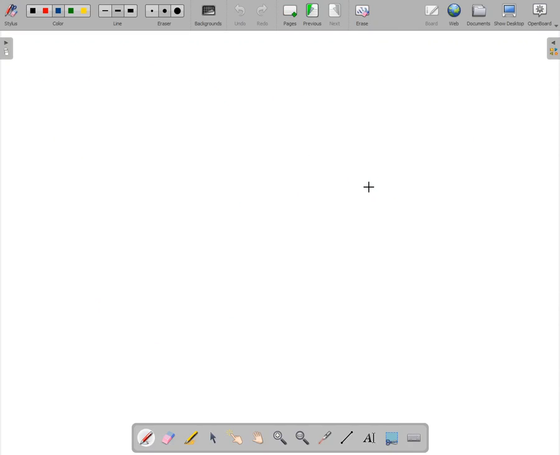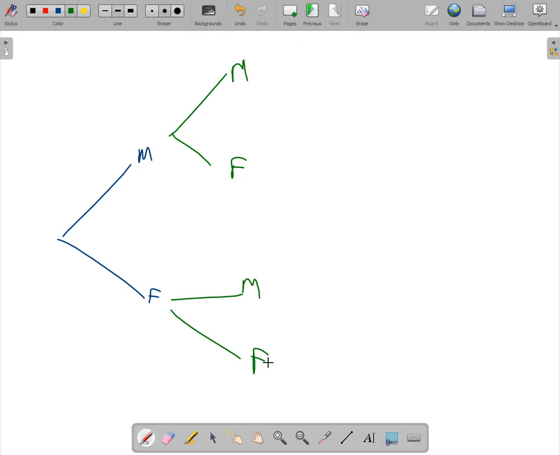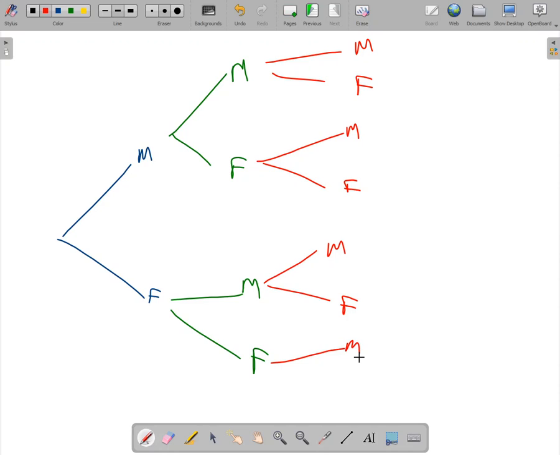So a tree for this would look like the following. First try, male or female. What's going to happen second try? Male or female? Male, female. Third try, same, male or female, male or female, male or female, male or female. Now, am I just as likely to get a male as a female? No, I'm not. So I have to fill in probabilities at each branch.